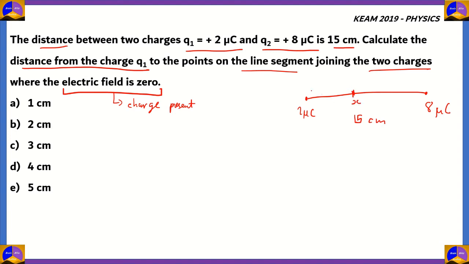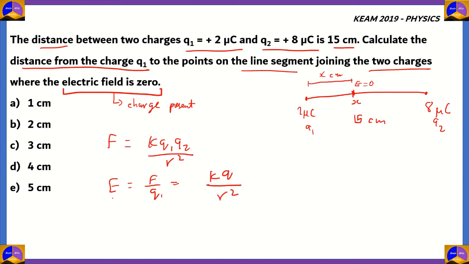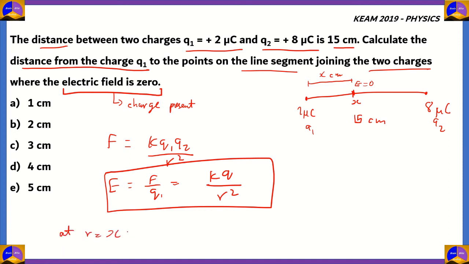So let's take an arbitrary point as X, at a distance of x centimeters from 2 microcoulombs, that is, Q1. Now we need to find out the location of this point, given that at this point E equals 0. Now, how do we calculate electric field? We know that force equals K Q1 Q2 divided by R squared. And for the same charge, it'll be KQ squared by R squared. Now, since electric field is F by Q, let's suppose over here it's Q1. So that means it'll be KQ divided by R squared. So the formula for electric field is KQ by R squared. Now, at R equals x, the point x centimeters, the electric field E equals 0.